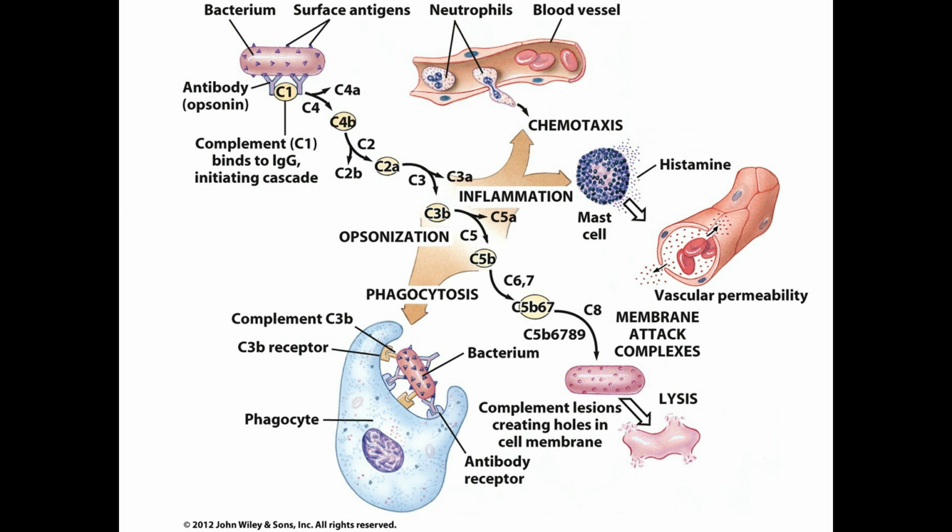So complement, besides targeting and destroying microbial cells through this membrane attack complex, also serves in inflammation. It triggers mast cells to secrete histamine, which promotes the migration of immune cells to the site of injury. These are also chemotactic factors that tell your neutrophils and your macrophages where to go in the body.